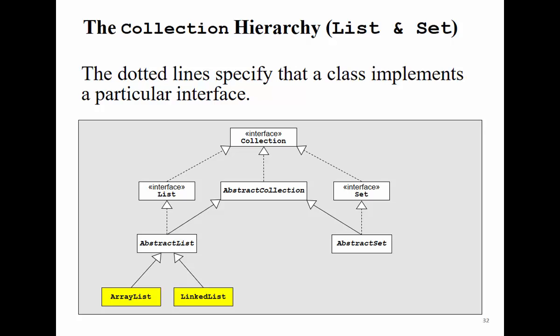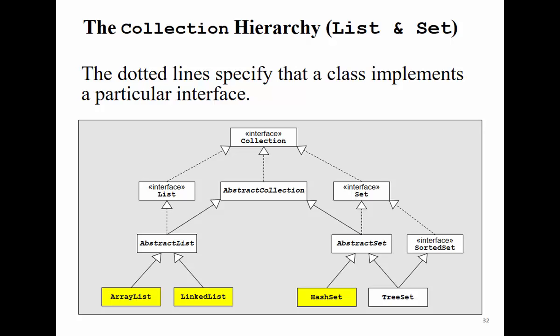Under the Set interface, we have AbstractSet, which implements the interface Set. We have HashSet, which implements AbstractSet. Also, we have TreeSet. And we also have another interface that extends the Set interface, called SortedSet. We know that whenever we have a Set interface, the order is not important. But they made another interface called SortedSet, which extends the Set interface, and that allows us to have an ordered or sorted set.